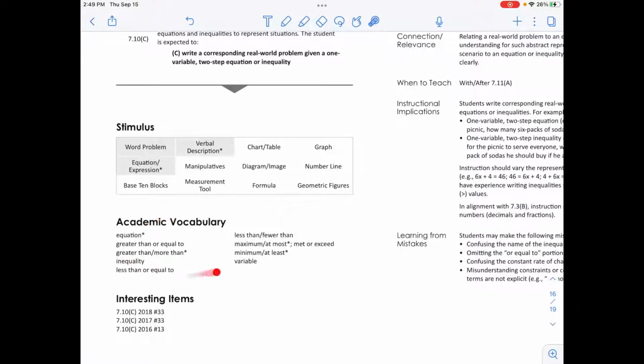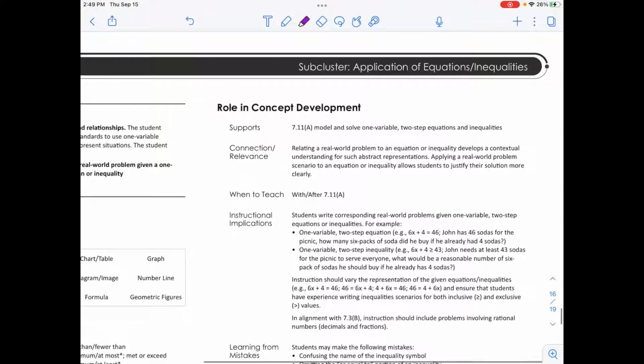So here are some of the academic vocabulary that has shown up on the STAAR test. A lot of these are specific to inequalities, but we have equation here, the variable. Those are 2 terms that students need to be able to understand whenever we're writing equations.